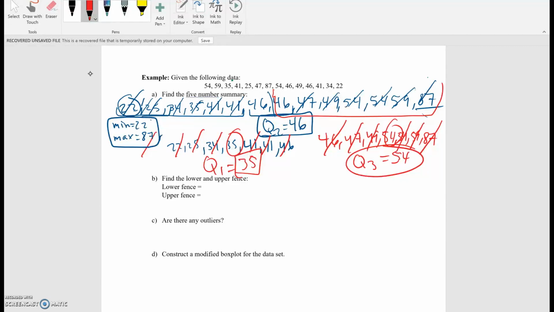Now what you can also do is always just put this in your calculator, and I would advise you to do that, because as you can tell, it can be really tedious.